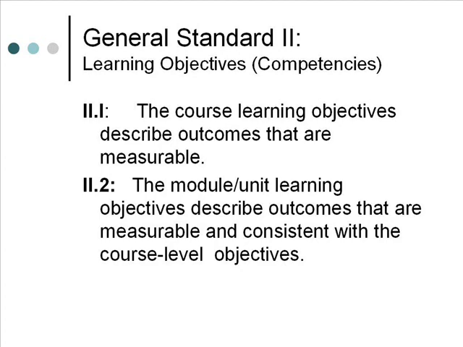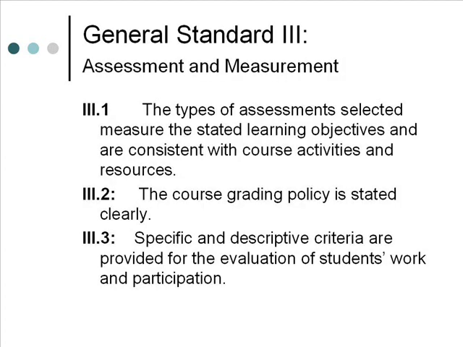The module and unit learning objectives describe outcomes that are measurable and consistent with the course level objectives. Measurable module or unit level objectives precisely describe competencies, skills, and knowledge that students must master and demonstrate throughout the course. The types of assessments selected measure the stated learning objectives and are consistent with course activities and resources. The course assessments are also part of the alignment and should clearly be tied to learning objectives, materials, and technology.